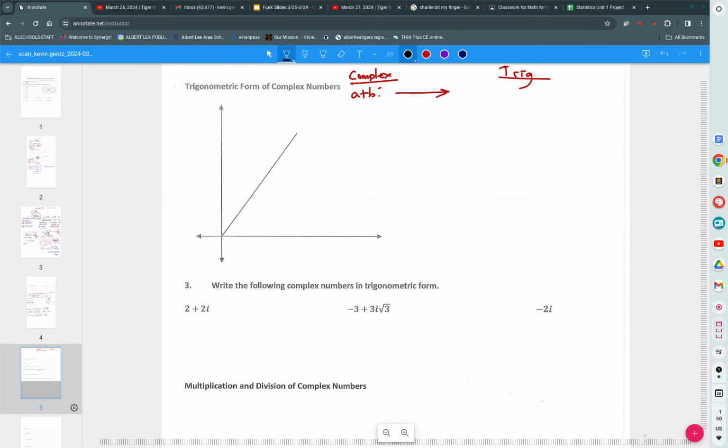So let's turn it into trig form. If I think about trigonometry and I think about a plus bi, we already talked about this coordinate here being a plus bi.